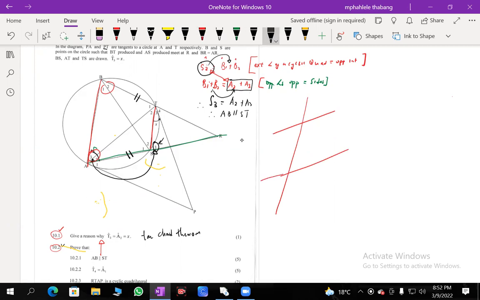Whenever these lines are parallel, automatically, this angle and this angle, they are equal. The alternate angles, they form a Z shape. This parallel line, a transversal, a parallel line.